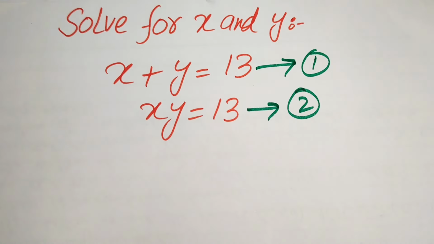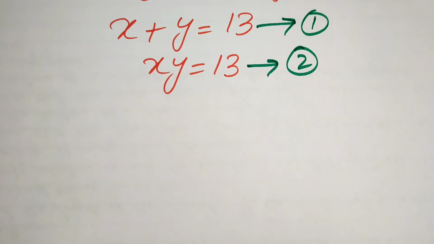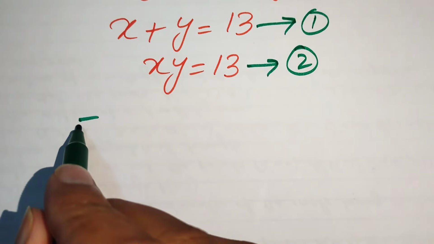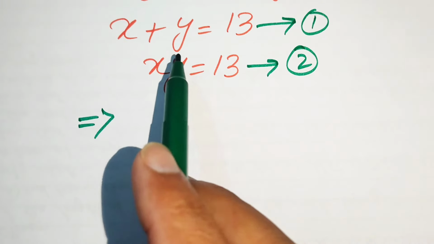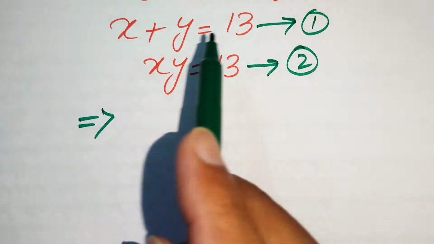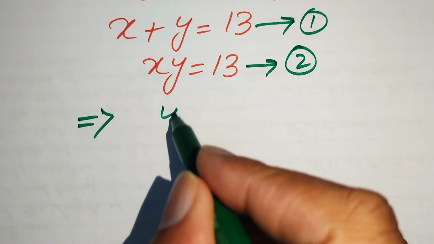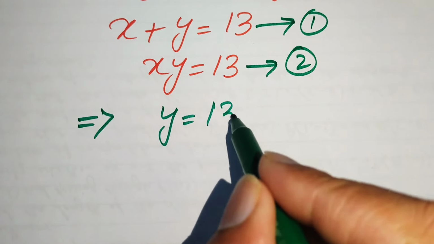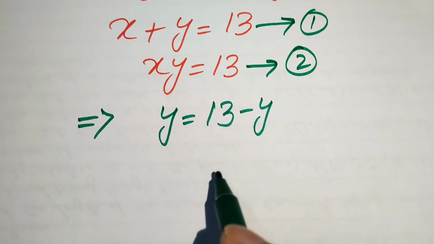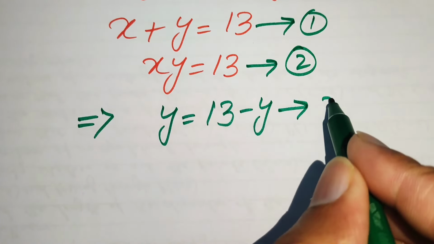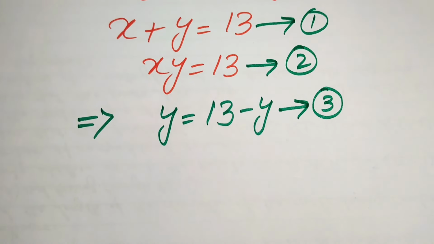Now in the next step, we first focus on equation number 1, and from equation number 1 we easily get the value of y. We move x to the right hand side and it is written as y equals 13 minus x. Now we call this equation number 3.